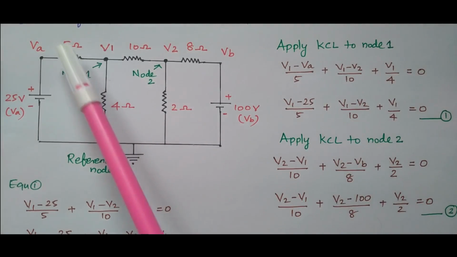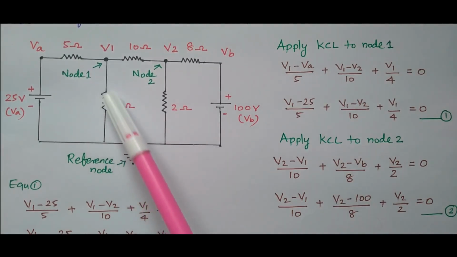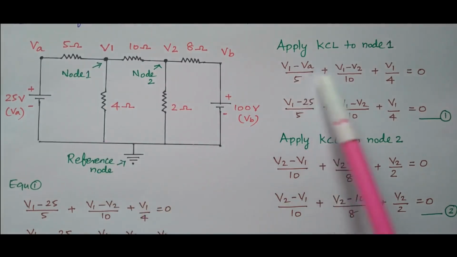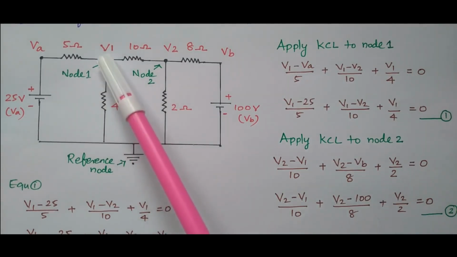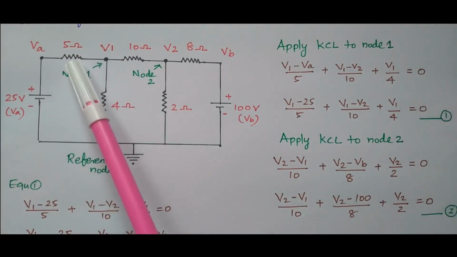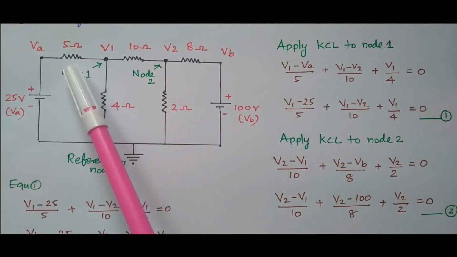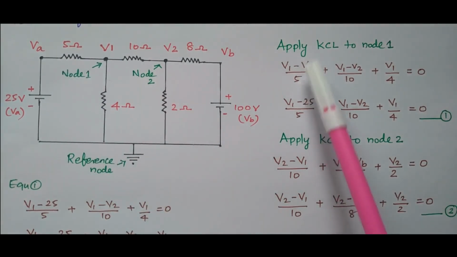What is the total current? The current flowing through the 5 ohm, the current flowing through the 4 ohm, and the current flowing through the 10 ohm, adding these three is equal to 0. That is the statement given by Kirchhoff's current law: the total current in a node, in a junction point, is 0. What is the current flowing through this 5 ohm resistor? The formula is I equal to V by R.